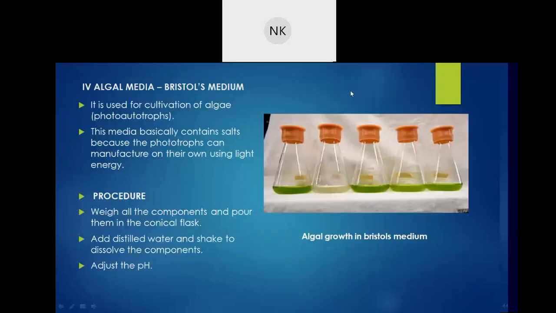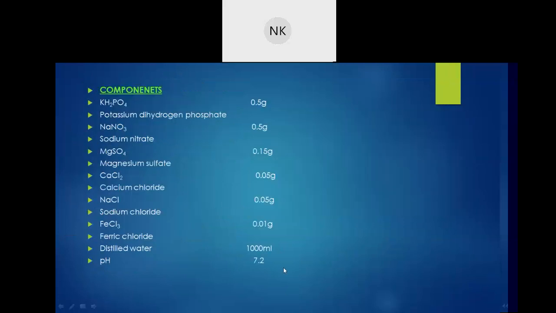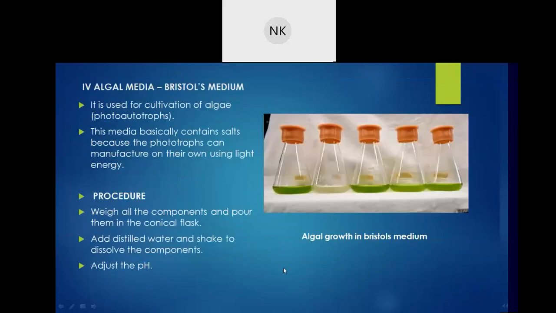Next, coming to algal medium. So we have two algal media, Bristol's medium and Princeton's medium. Generally this is used to cultivate photoautotrophs, that is algae.